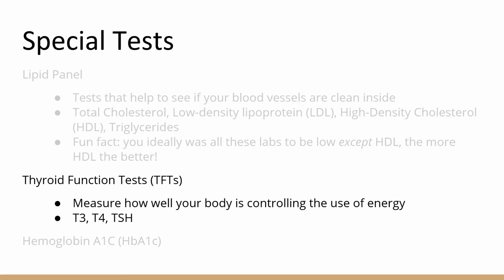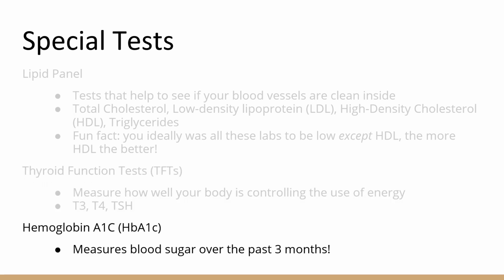Thyroid function tests measure how well your body is controlling the use of energy. This test measures your T3, T4, and TSH levels. A hemoglobin A1C measures your blood sugar over the past 3 months.